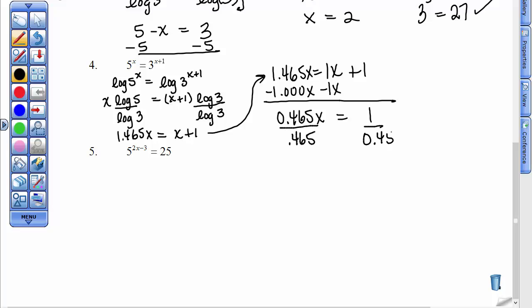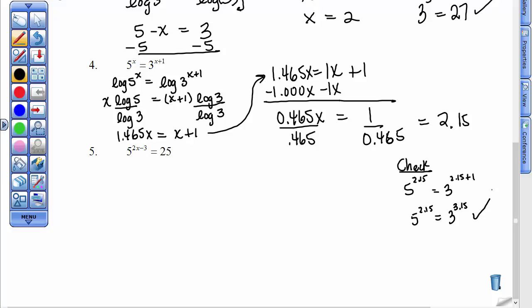and 1 divided by 0.465 is equal to 2.15, and my check in this problem would be to take 5 and carry it to the 2.15 power versus 3 and carry it to the 3.15 power, 2.15 plus 1. So 3 to the 3.15 should give you the same answer as 5 to the 2.15. If those give you the same results, then this checks.